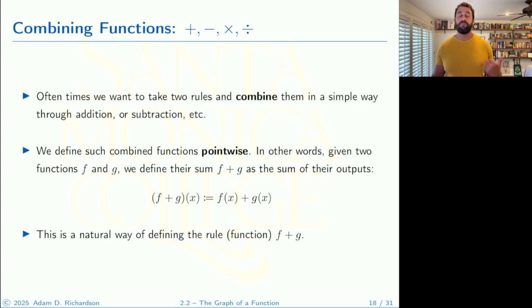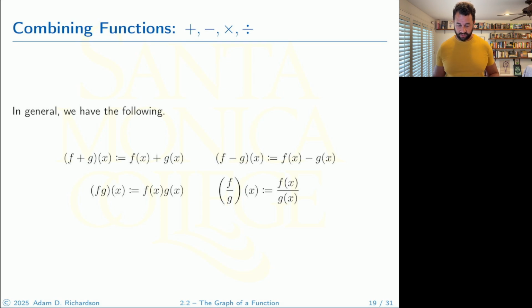If we subtract, if we multiply, if we divide, we're just going to take their outputs and do that operation to the outputs. So here's the rest. What is the function f minus g of x? Well, we take the output of f and subtract the output of g. What's the function fg of x? We take the output of f and the output of g and we multiply them. What is f over g of x? We take the output of f and divide it by the output of g. And that's it. That's how we combine functions.